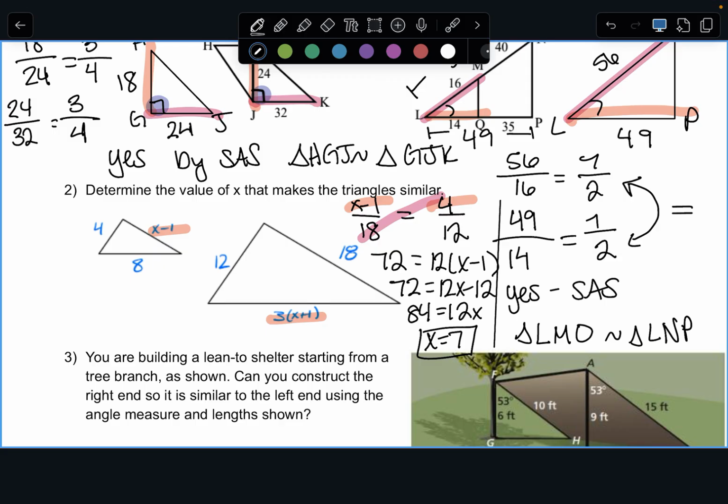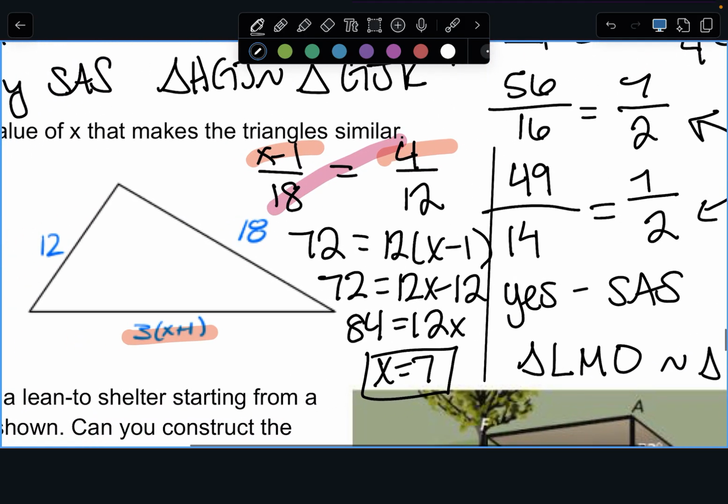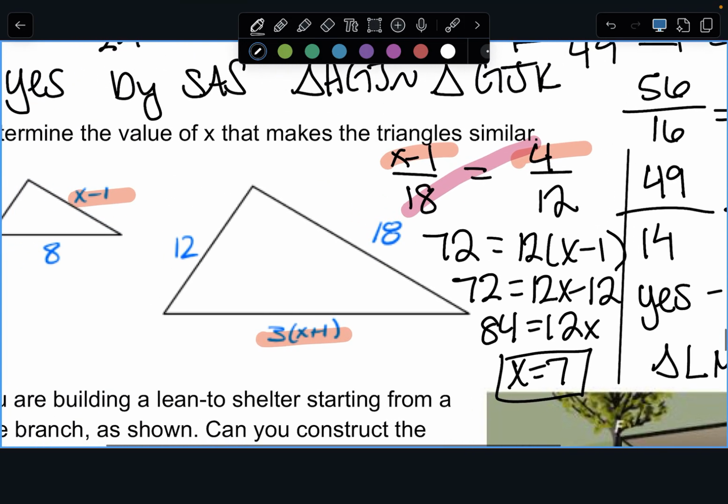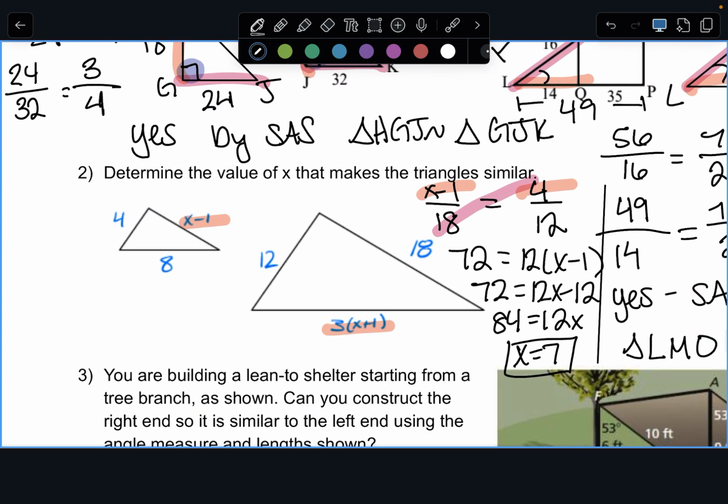What's up? Zoom out or in? In? Like right there? Okay. Is that too much? That better?